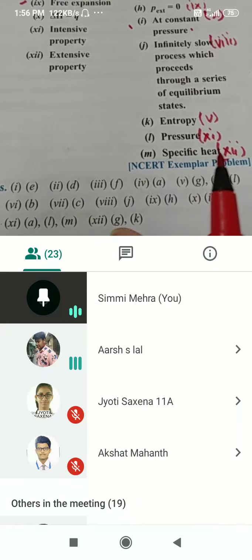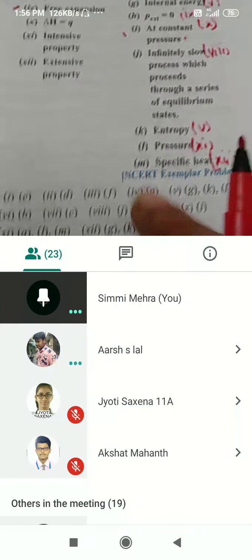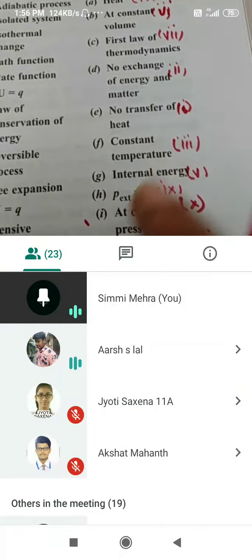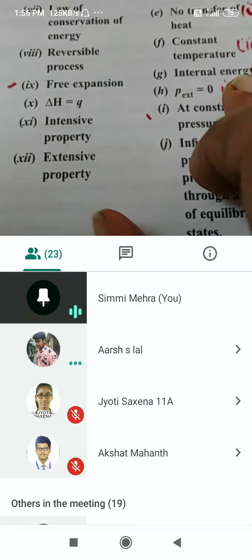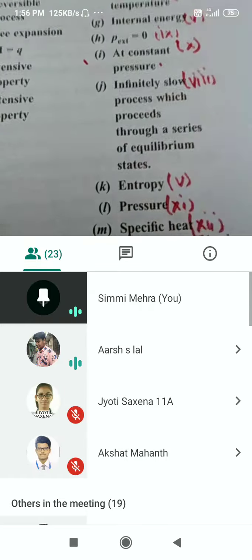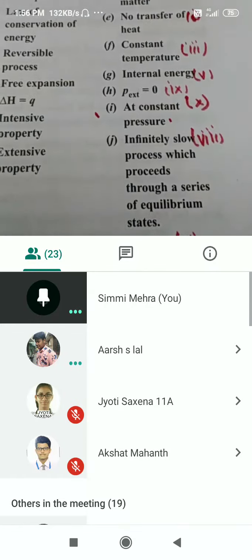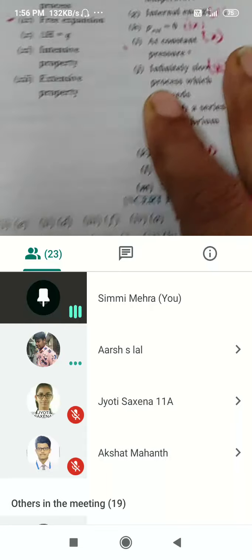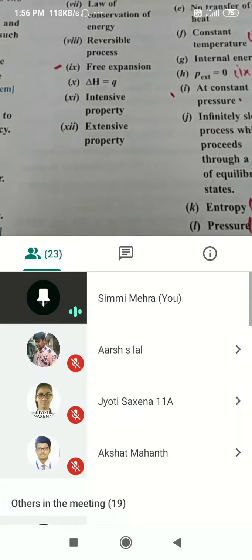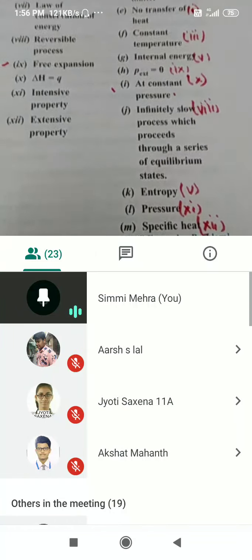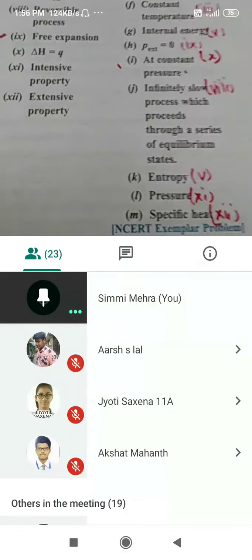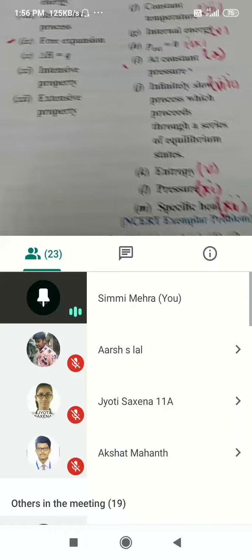Okay, for 12 they have given G and K. What is G and K? What is K here? G is internal energy, right? It is extensive property. And K is entropy is also intensive property. Okay, so that means there are certain which have got more than one example. And since they have given all, you can mark any one of them. We had marked the best possible answers.